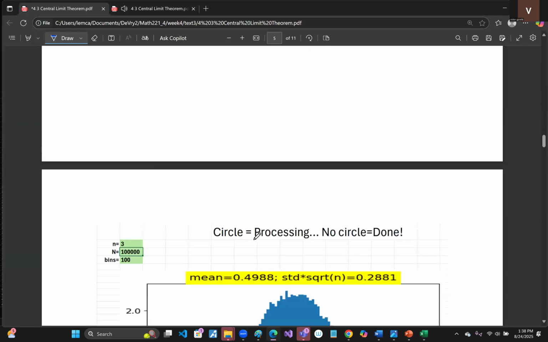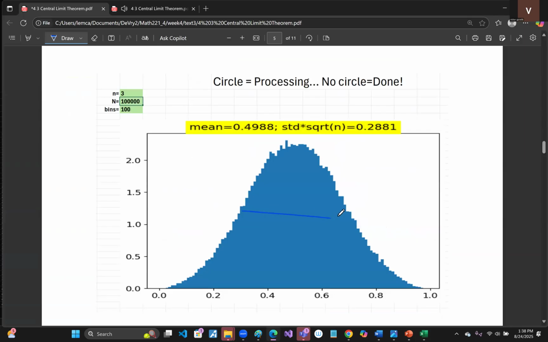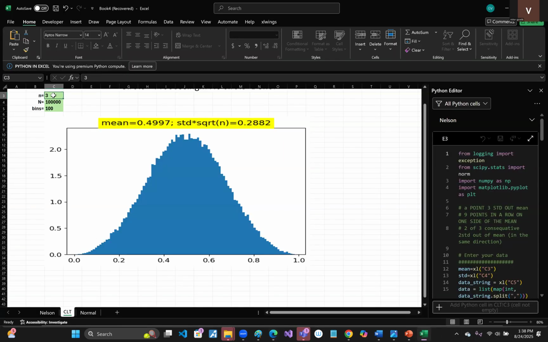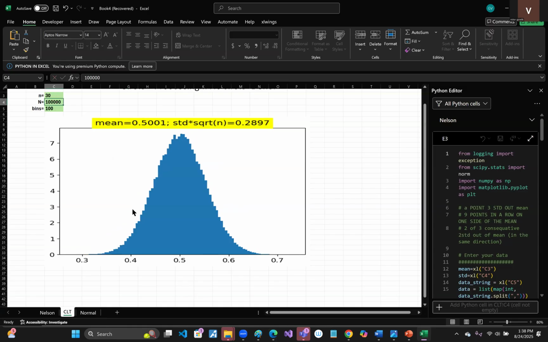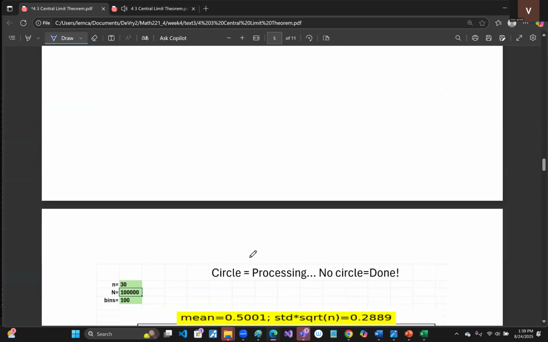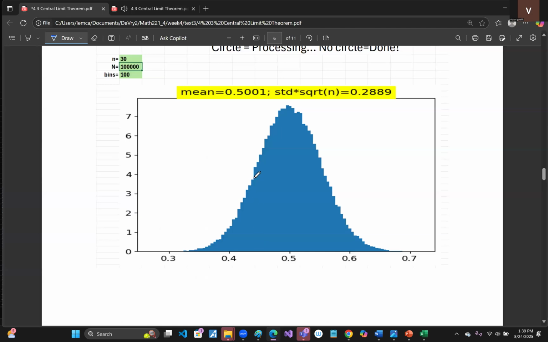Finally, run the cell with 100,000 samples of size 30. We see that while the size of the samples increases, the mean of the new distribution stays equal to the mean of the original distribution. The shape becomes closer to the shape of the normal distribution, and the width becomes narrower and narrower. We can check that the product of the standard deviation of the new distribution and the square root of the sample size approaches the standard deviation of the original distribution, which is 0.29.